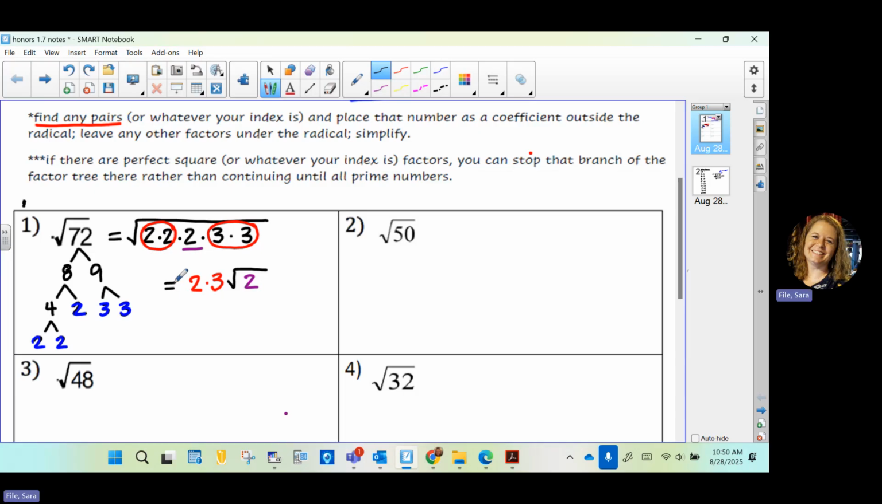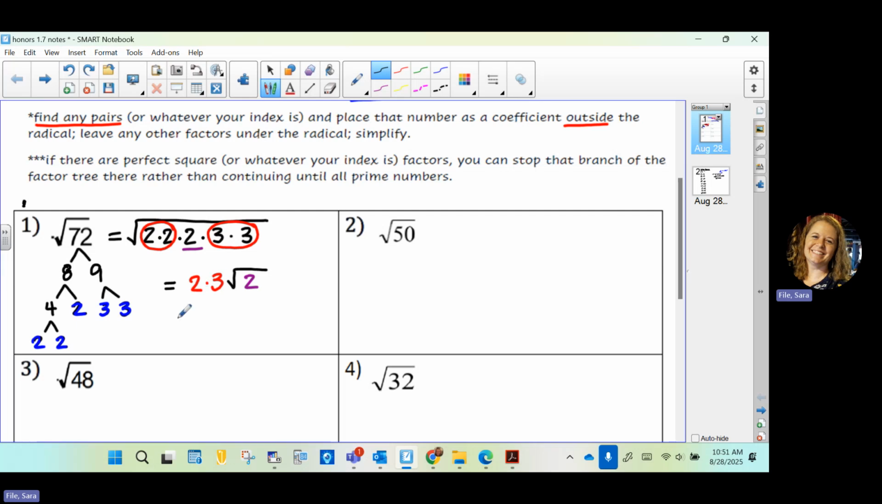Okay, so those with a pair get to come out. So pairs come outside. The number that has a pair gets to come outside the radical. Leave any other factors under the radical. Then it says to simplify. If there's multiple terms inside or outside, you go ahead and multiply those factors.